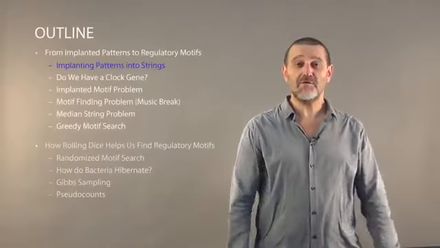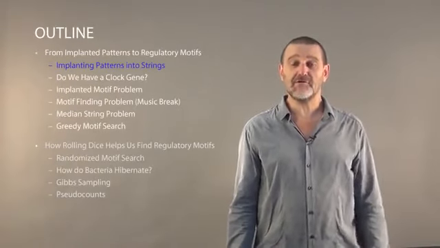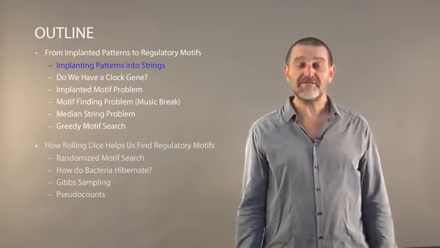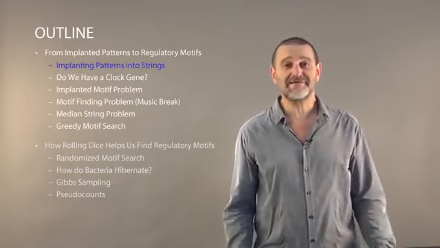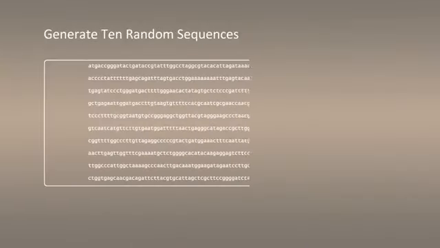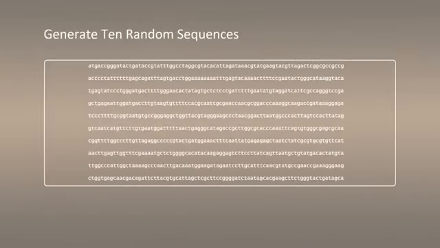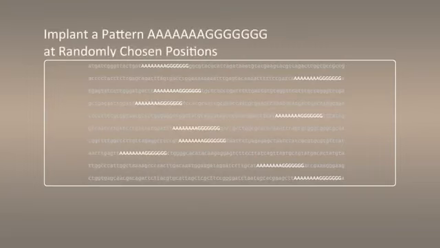Today, we will talk about algorithms for finding regulatory motifs in DNA. And we will start from a game where we will be implanting patterns in random strings. Let's generate 10 random sequences. And then let's take a 15 nucleotide long pattern and insert it at random positions in these 10 sequences.